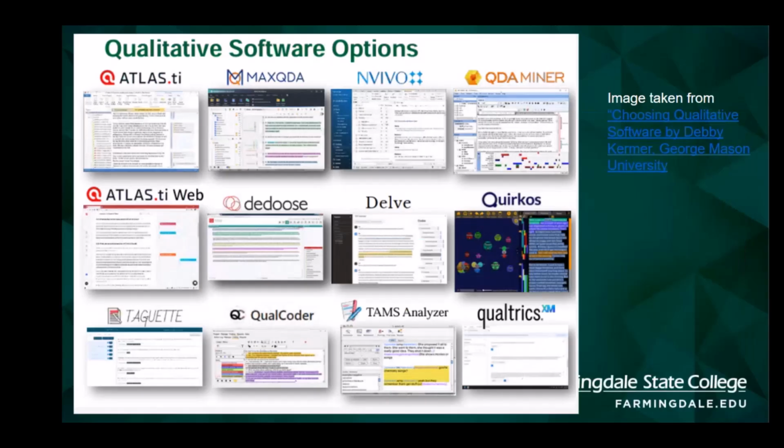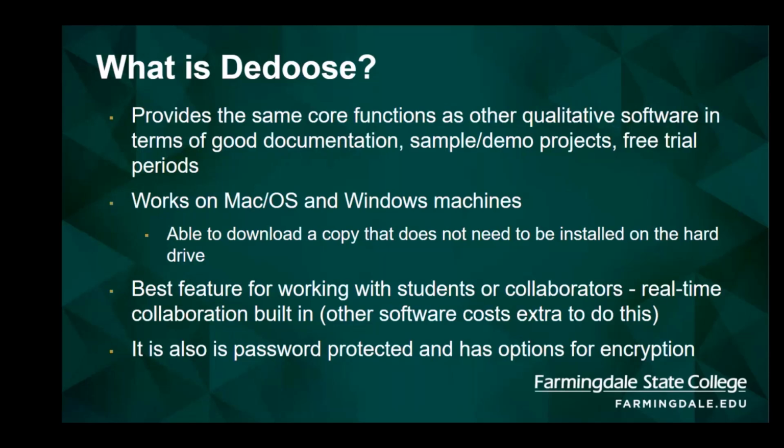Dedoose is obviously not the only qualitative software out there. This slide is from George Mason University. One of their librarians there put together a really great presentation on different kinds of qualitative software. I've used several here. I've used Atlas, I've used MAXQDA, I've used NVivo, but I've been using Dedoose since graduate school because I've always been doing collaborative research. A lot of these do very similar jobs in terms of coding, but I do think Dedoose has an advantage because it's web and cloud-based. It's really great for collaboration. So let's talk a little bit more about what Dedoose does.